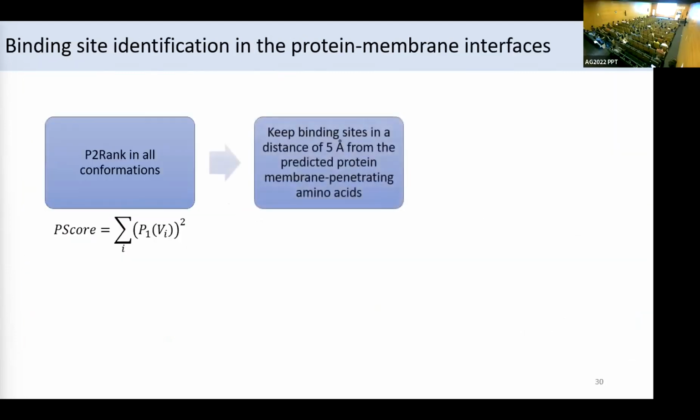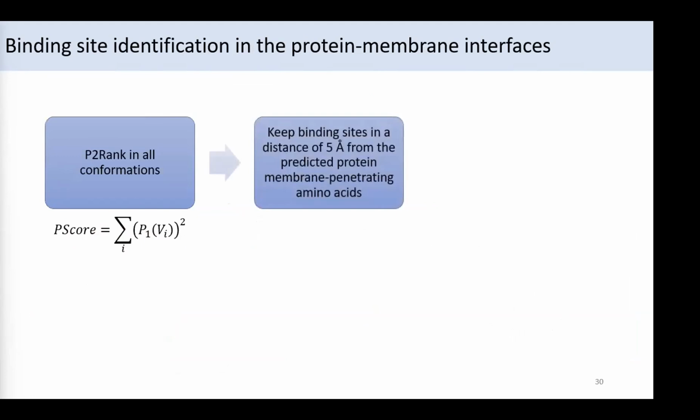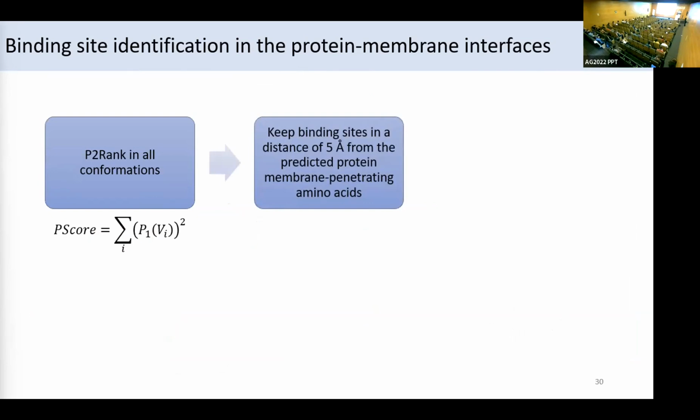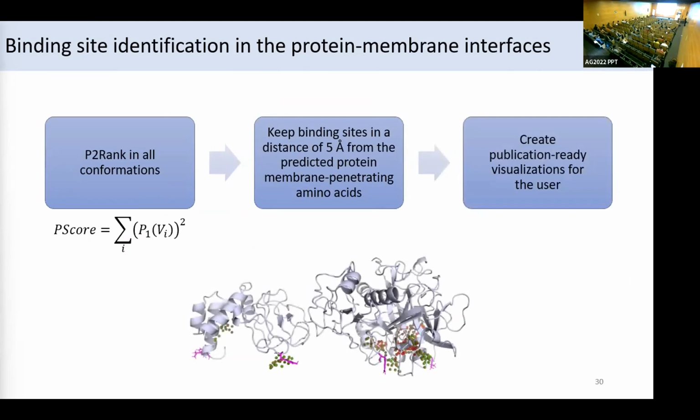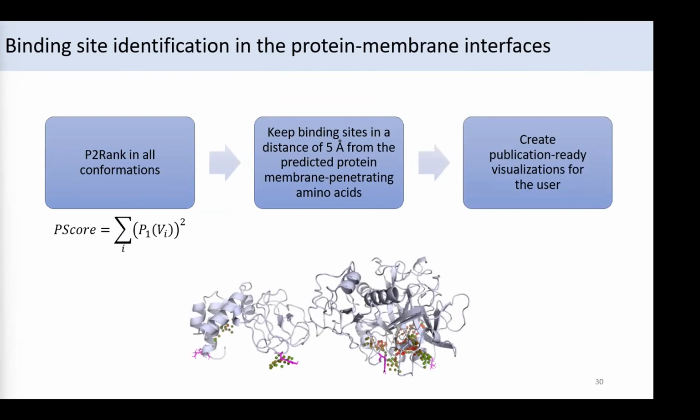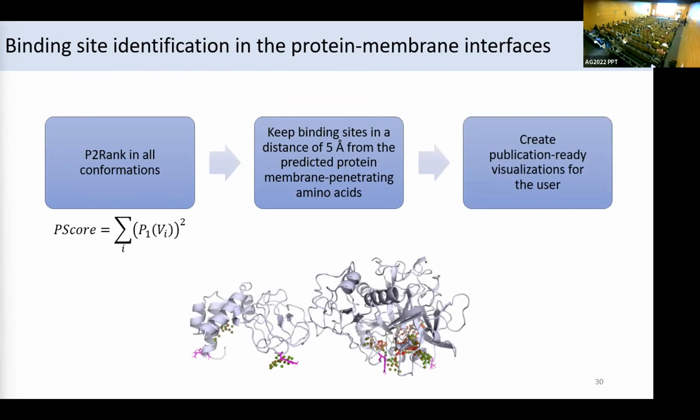And we only keep the binding sites that are within a distance of 5 angstroms from the predicted membrane-penetrating amino acids, to offer the user only the binding sites in the protein-membrane interface. And we also offer in the end to the user publication-ready visualization in PyMol, in which we display the predicted membrane-penetrating amino acids in purple and the binding sites that are near these membrane-penetrating amino acids.